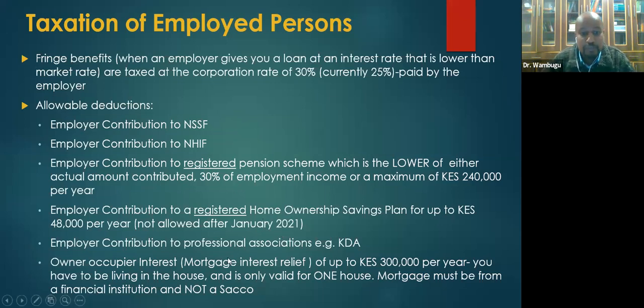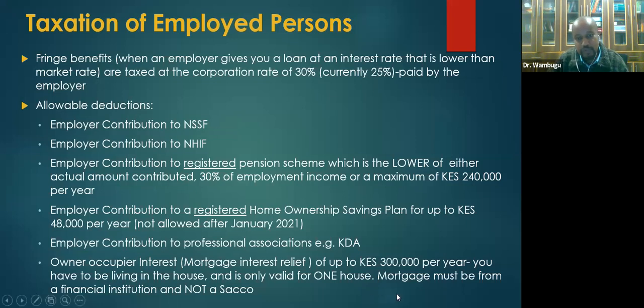Employee contribution to professional associations was allowable, but remember I said that after the 1st of July this year, this is now not allowable. It's not an allowable expense. The associations you pay to, KMPDU, KDA, used to be allowable, but after 1st of July 2020, it's no longer an allowable expense.